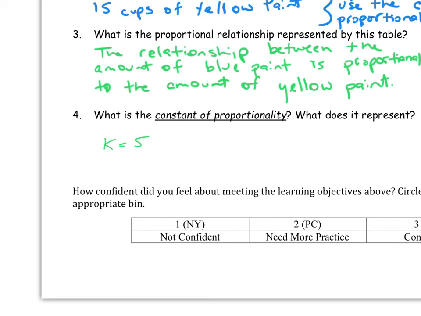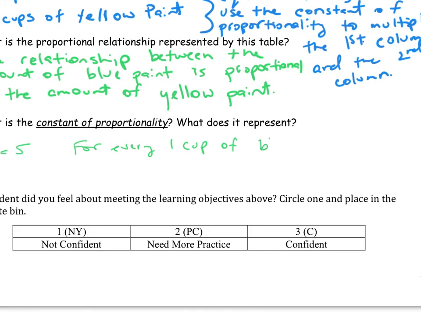So in this case, for every 1 cup of blue paint, you will need 5 cups of yellow paint.